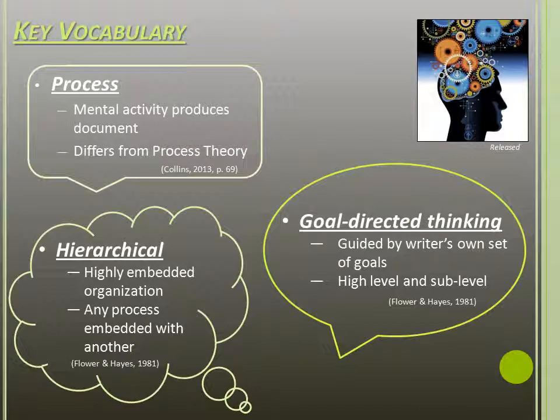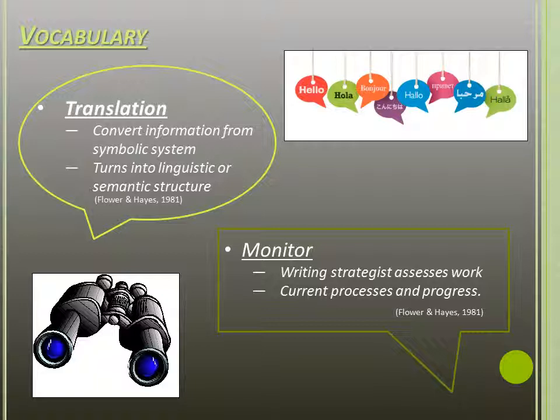It is important to note that the cognitive theory has its own set of jargon. Process is actually a mental activity that is used to create a document, and it can be found in a hierarchical structure where any process can be embedded within another. Goal-directed thinking also involves a writer's own set of goals and is both high and low. Translation and monitor are also important words to note in the cognitive theory. Translation does not involve one language to another, but rather information from symbols. Monitor involves tracking one's actual progress within a work. It's not always another person, it can be yourself.